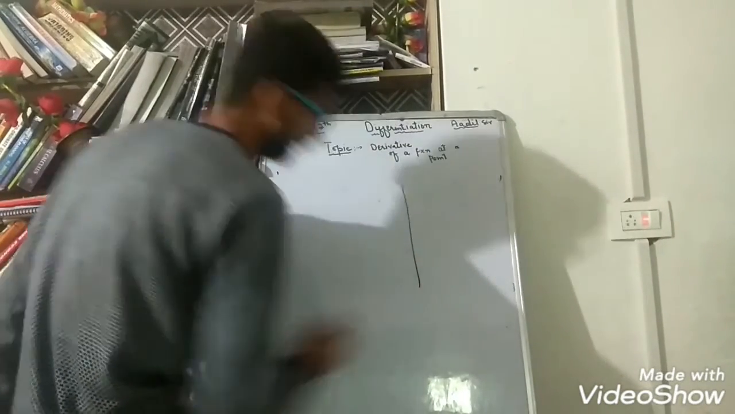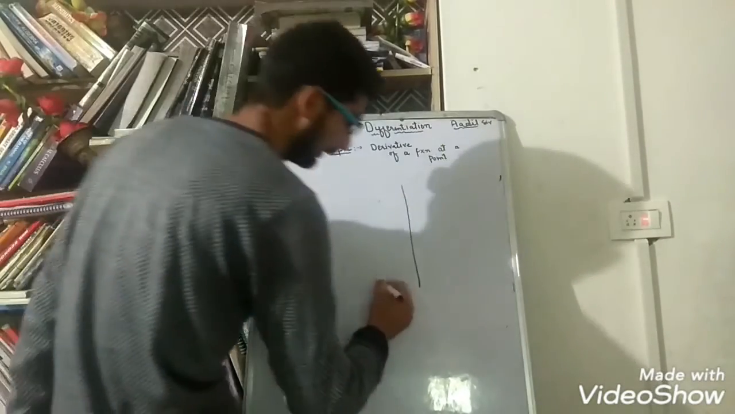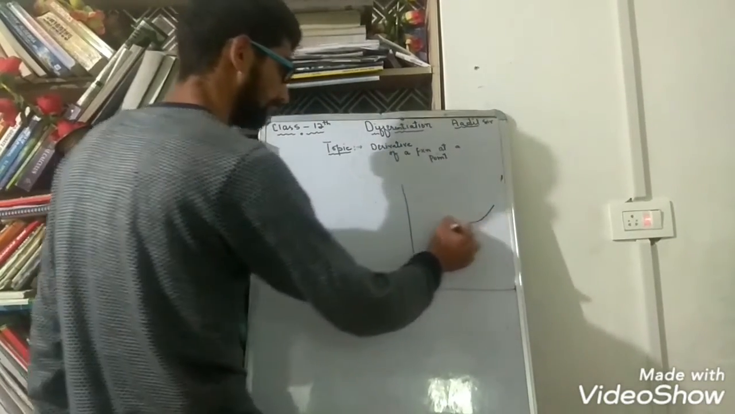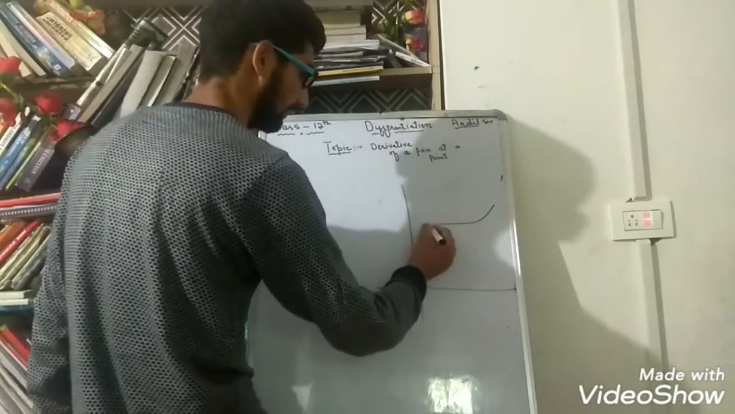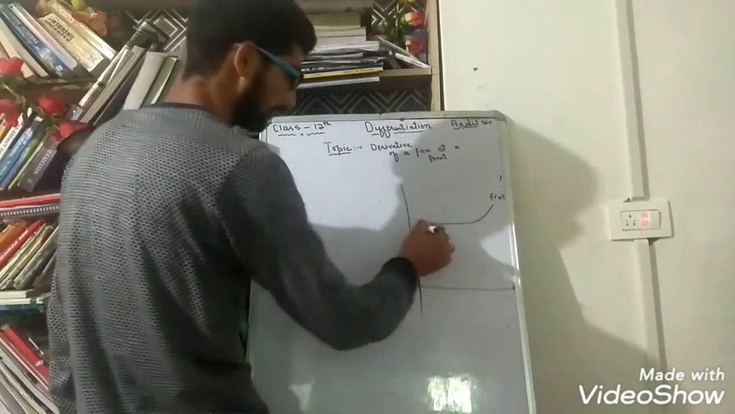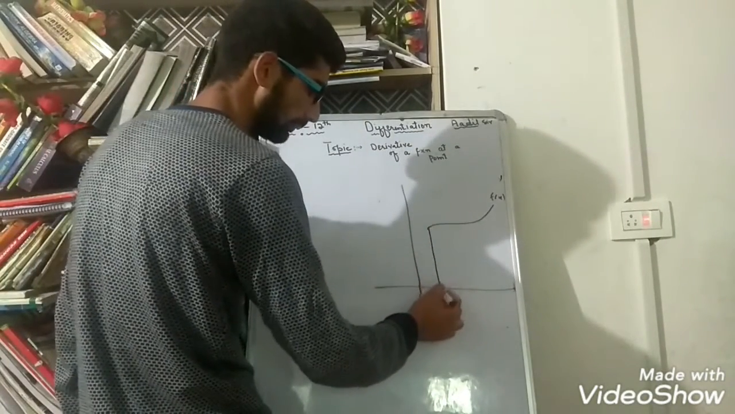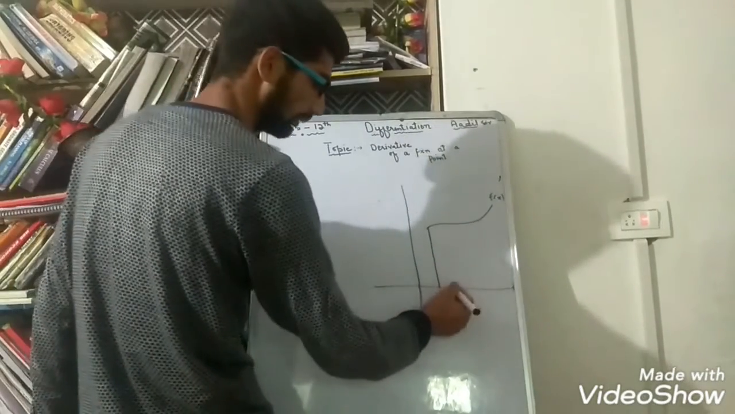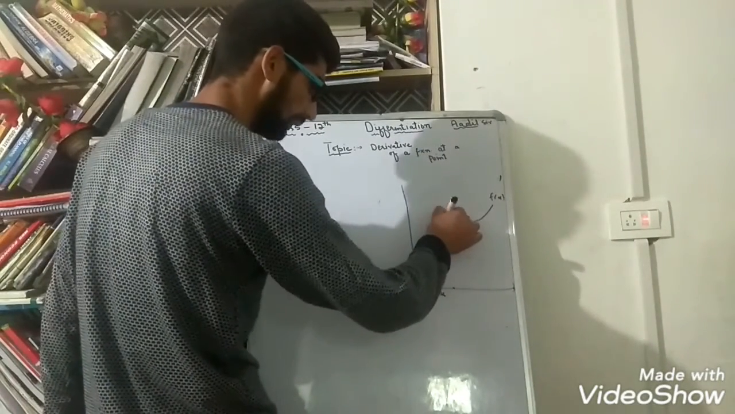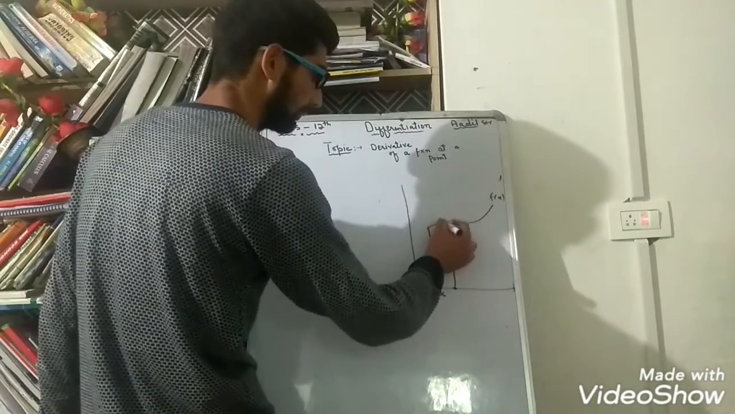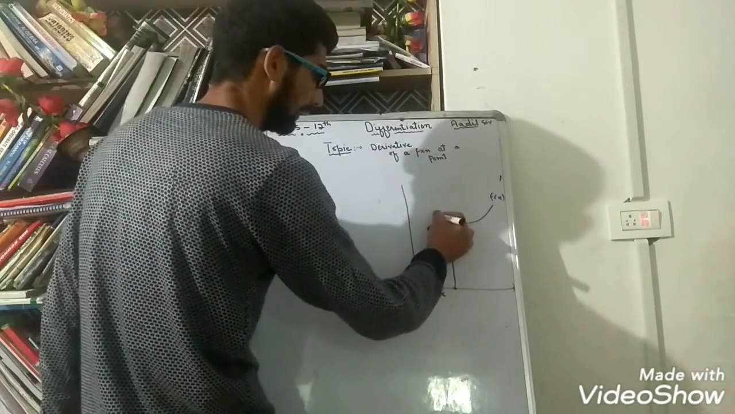If this is our y-axis and this is our x-axis, let me draw f of x. For example, this is my point x. If I give an increment to this x, it will be here now, and when I join this with the curve, here it will be x.